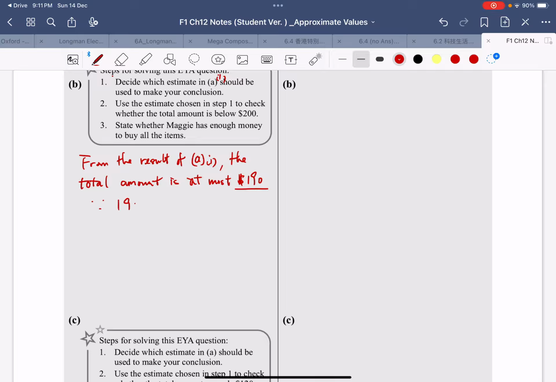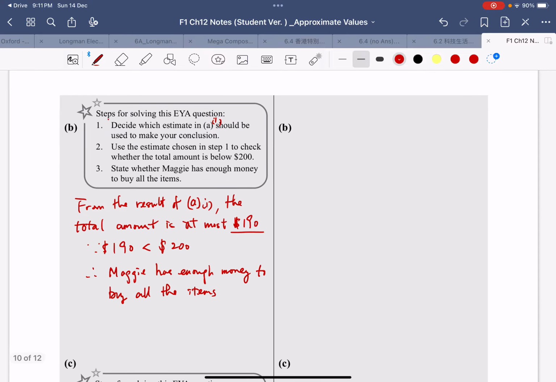Since 190, you need to compare it with what you have, $200, and therefore Maggie has enough money to buy all the items. Okay.